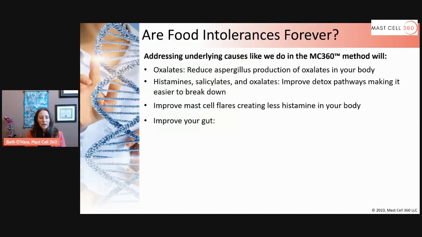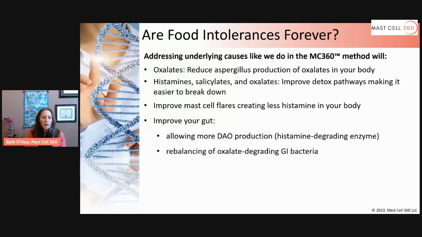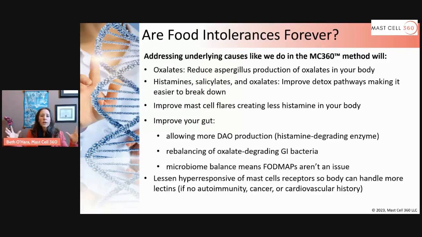Then when we improve our gut, we can produce more DAO, which degrades histamine. We can rebalance the oxalate degrading bacteria in the gut, so the ones that eat oxalates, so that can allow us to have more room for more oxalates. And if we rebalance our gut from SIBO, it means that we can recover from FODMAP intolerance. And the more that we calm those mast cells down, I talked about this a second ago, we can handle more lectins.